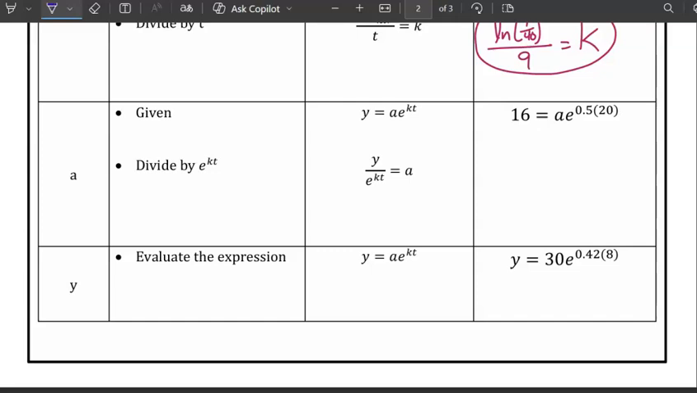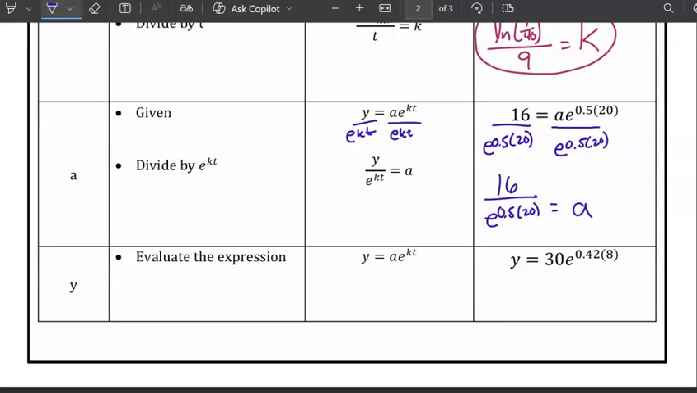This time we'll solve for a. Notice there are less steps. We have our given, and then we're going to divide each side by everything that's not the a. So the e to the kt power on both sides. In this case, it's e to the 0.5 times 20 power. And then we can rewrite our answer as 16 over e to the 0.5 times 20 power equals a.